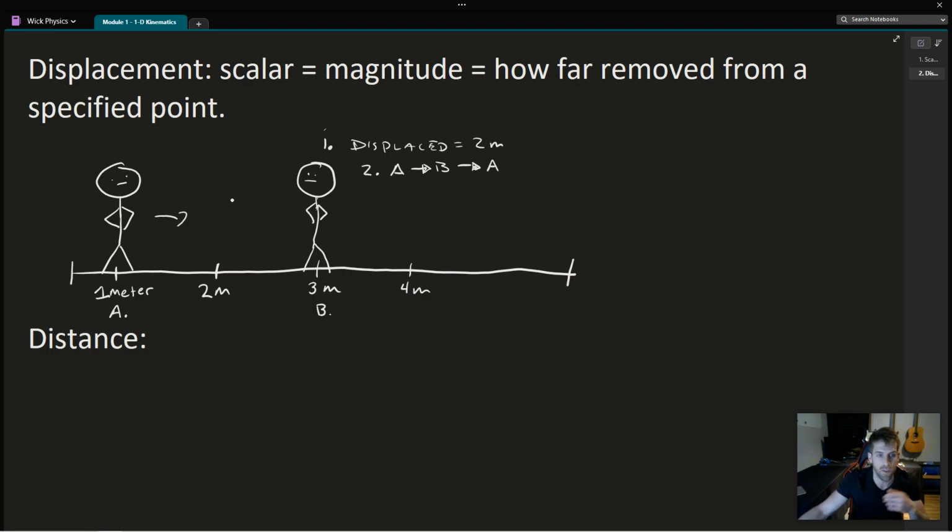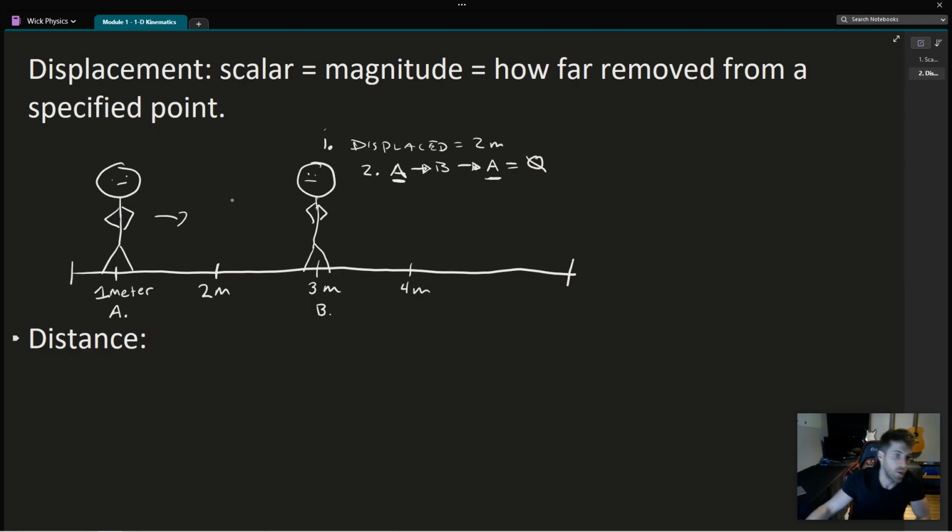What's the displacement? Well, the displacement is 0. It's nothing. The person didn't achieve any removal from the specified location. And the specified location, or the starting location, was A. Well, they ended back up at A. So the displacement is 0.